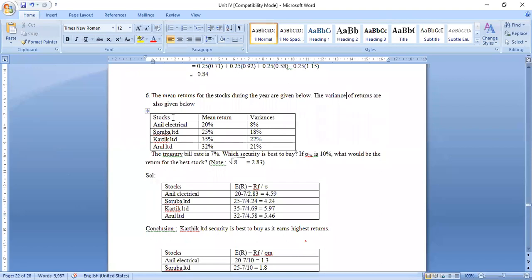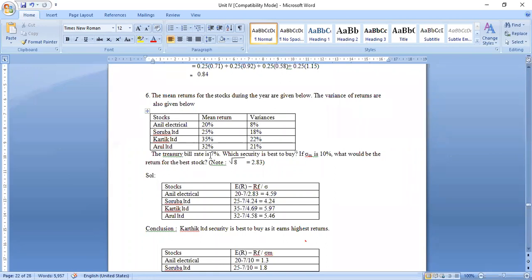Okay, so this is a particular table which is given to us with regard to stocks. Mean return is nothing but the expected return, and we are given the variance. So we have the stocks of four different companies, and you are given the expected return and the variance. Now here the treasury bill rate is 7%.